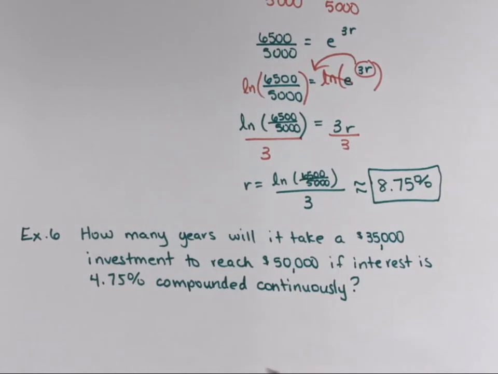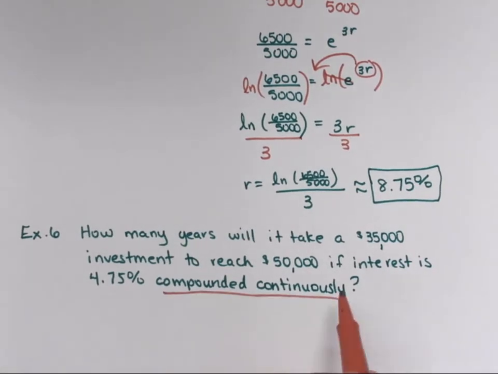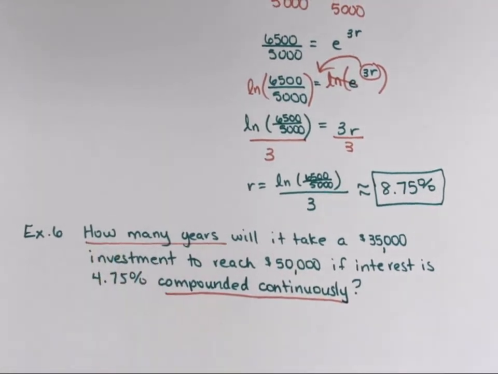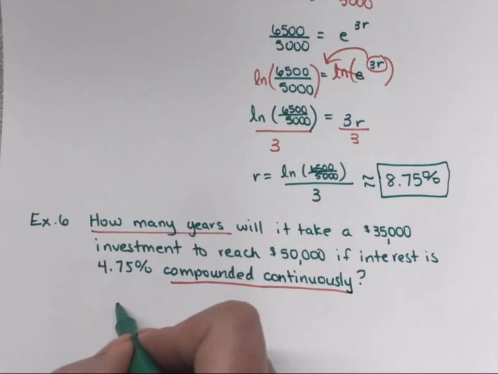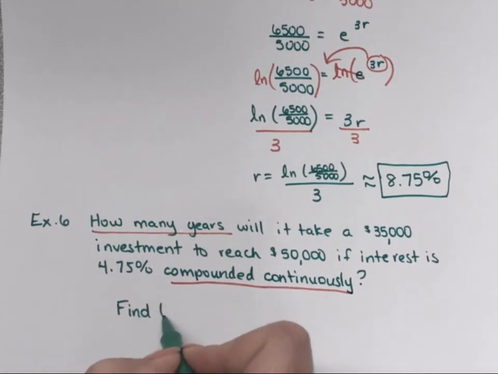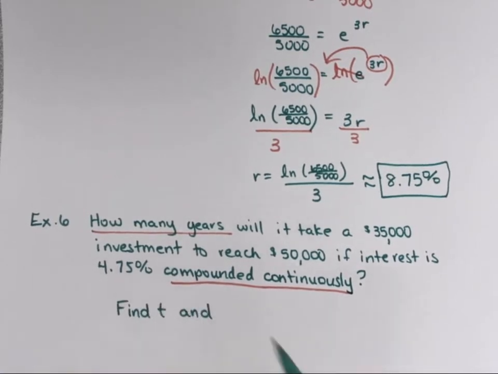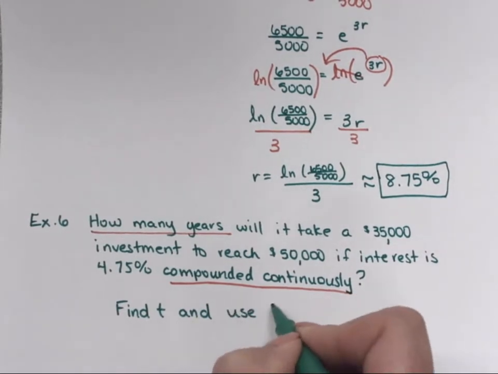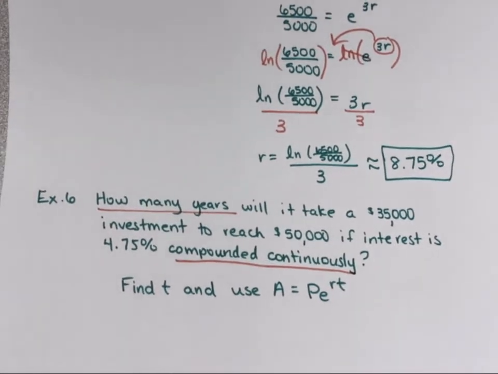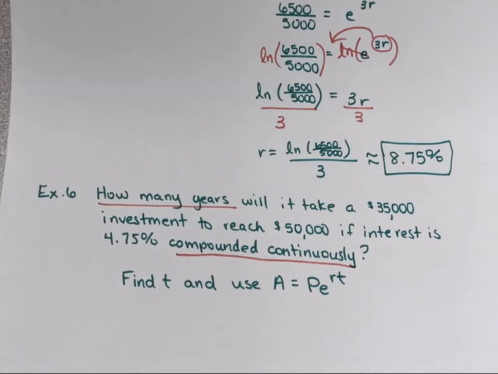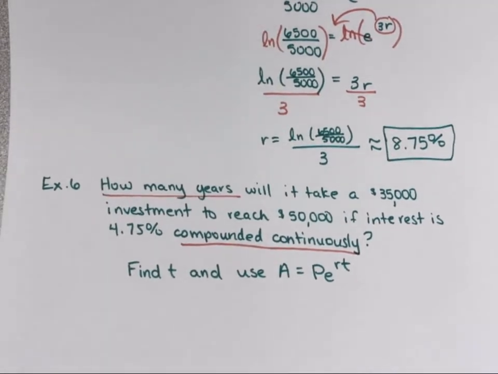So the significant statements are that we're compounding continuously, and it's asking you how many years it would take for that to happen. So what am I trying to find in this example? Trying to find t, and because we are compounding continuously, what formula do we use again? Yeah, A equals P times e to the rt power. So let's plug in what we know. So what goes where? Y'all tell me what goes where.